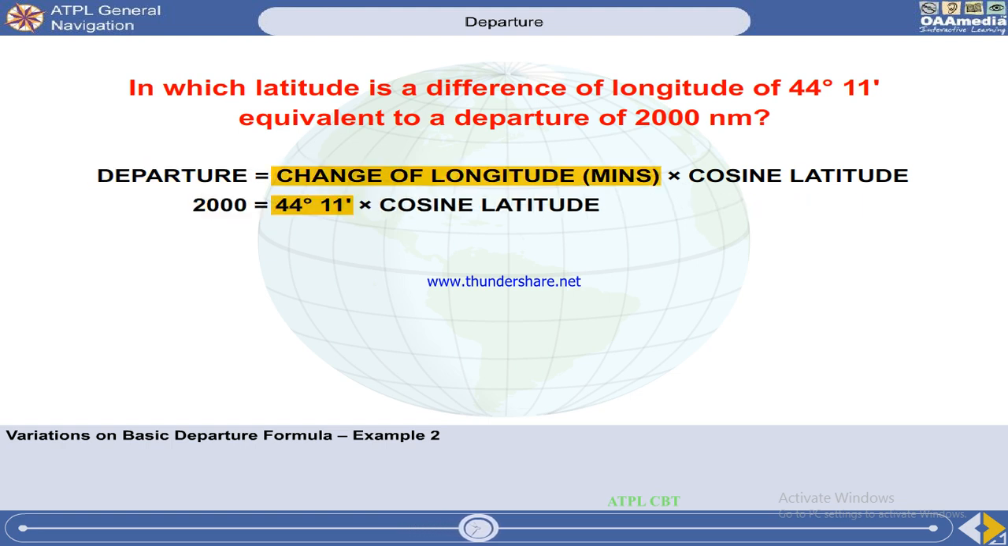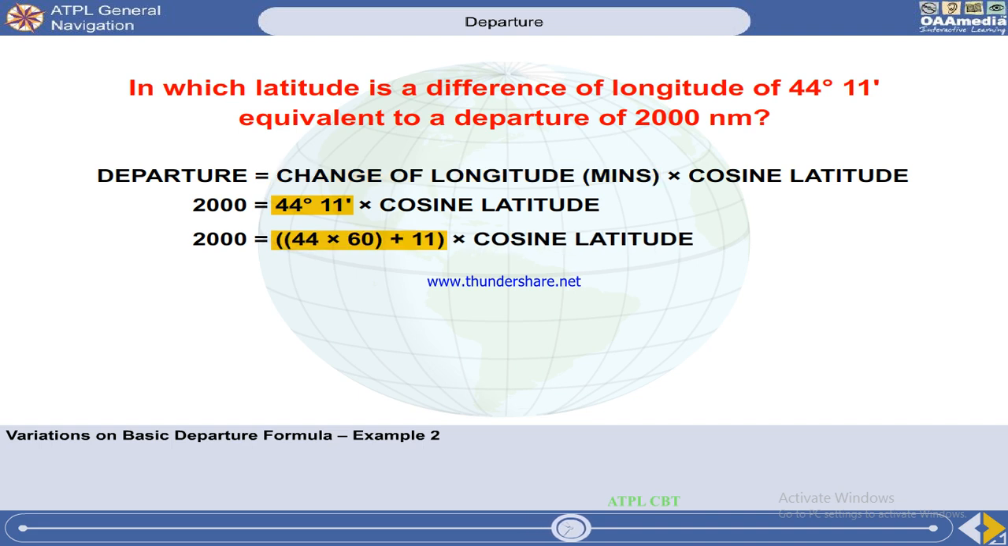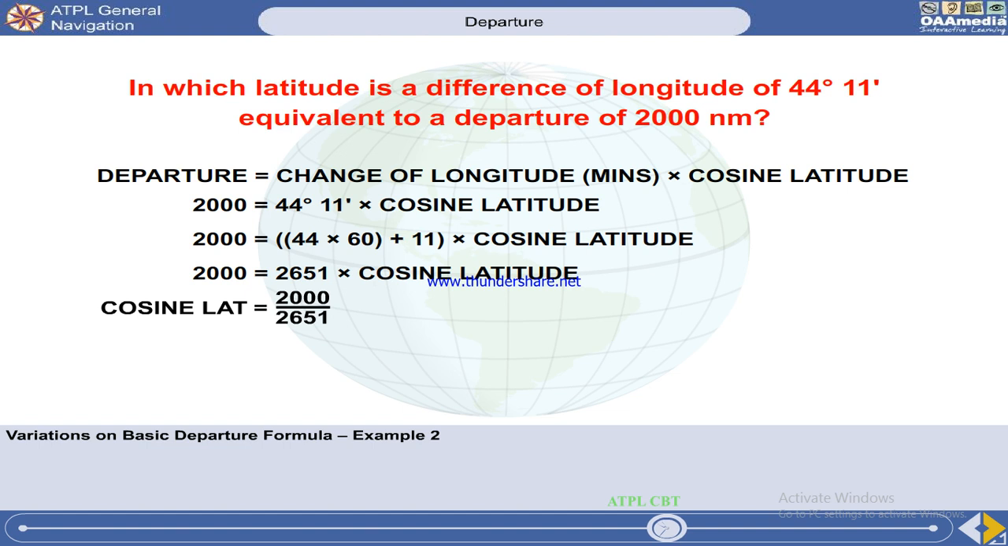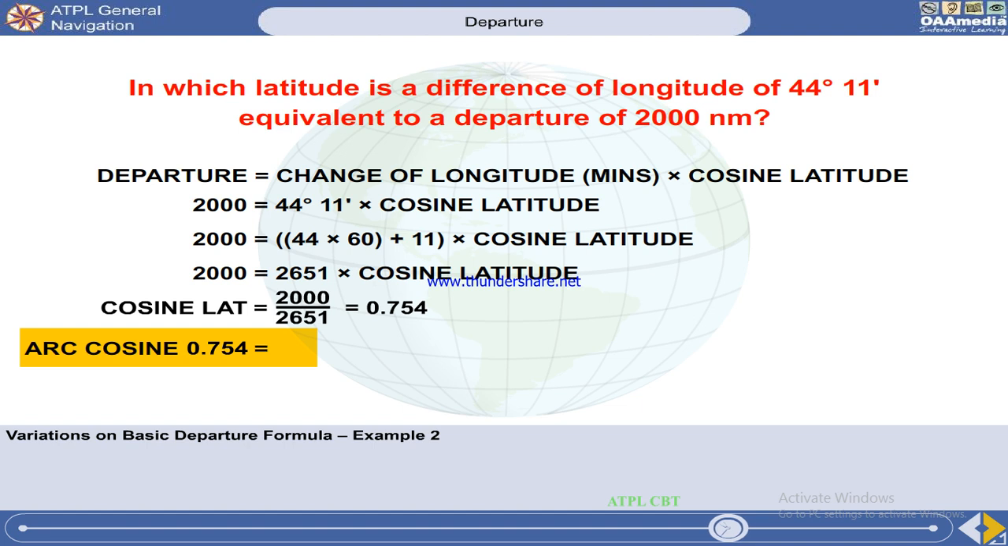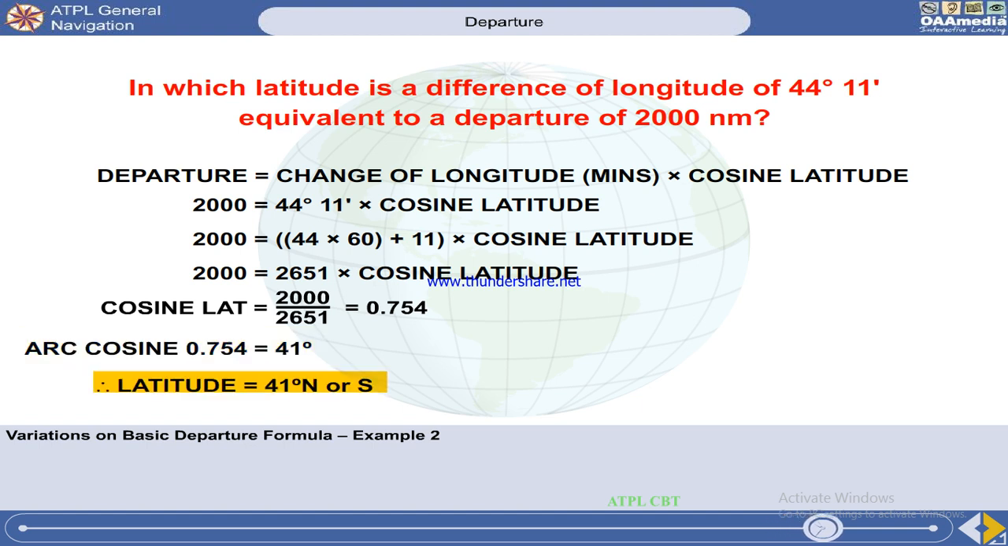Write them in. We now need to convert 44 degrees and 11 minutes into minutes. Now rearrange the equation to make the cosine of the latitude the subject. Use the arc cosine to find the latitude of 41 degrees. So the latitude is 41 degrees. Remember, it could be north or south of the equator.